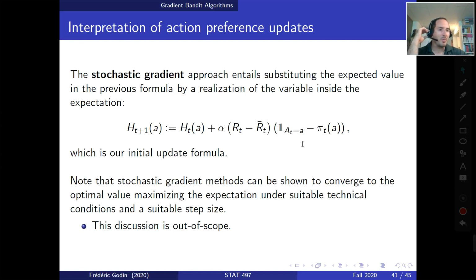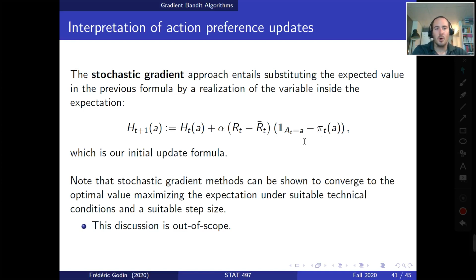However, we won't discuss this here. This is out of scope. Okay, so this would require a lot of stochastic analysis and more formal probability notions. So we'll leave that discussion aside. But I just wanted to let you know that if you're interested in the theory of reinforcement learning, there's a lot to learn there, and you can look at the theory associated with stochastic gradient methods.